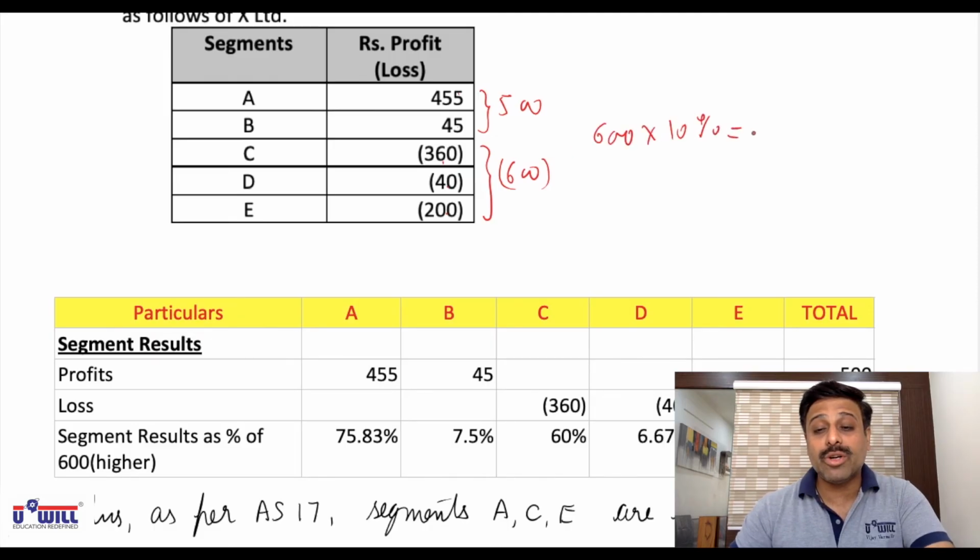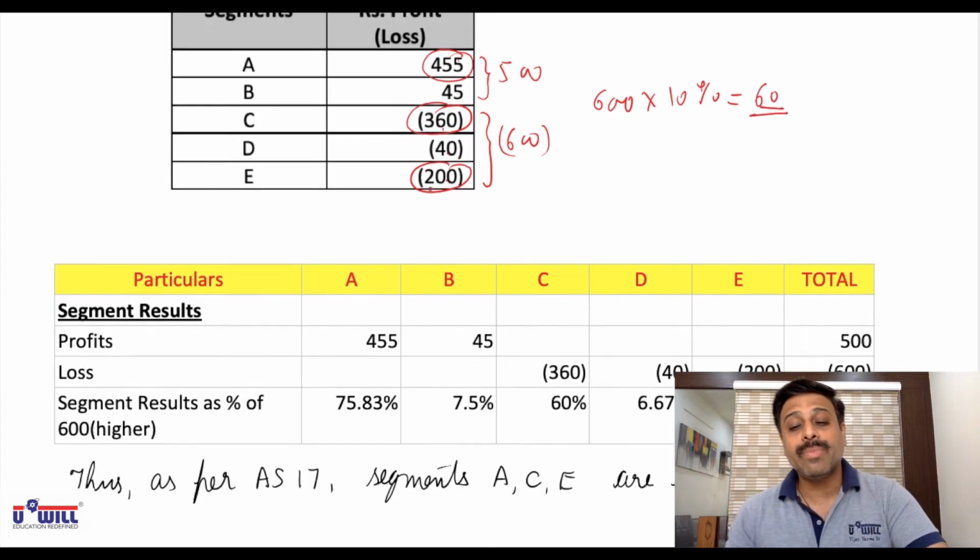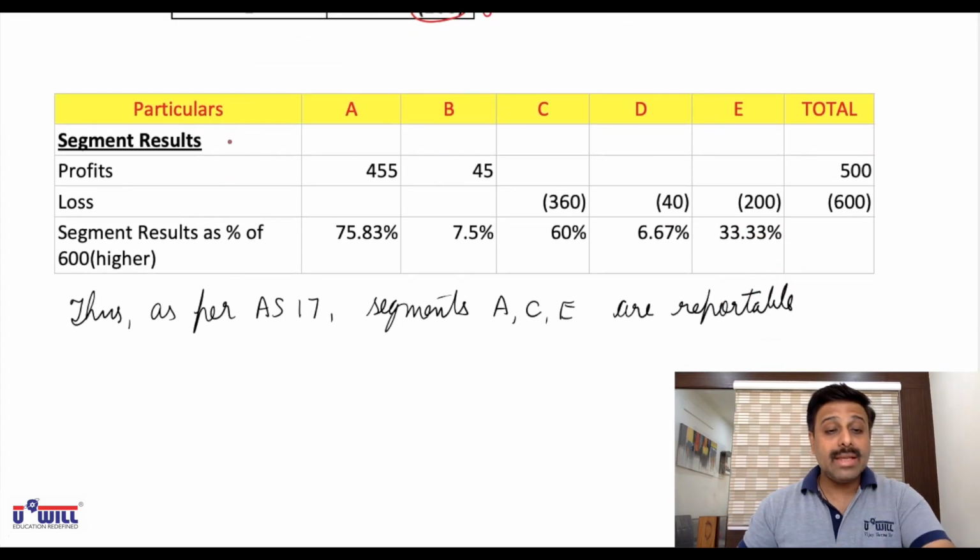From the MCQ exam point of view, there is no need to make the working. 10% is 60. Which amounts are more than 60? 455, 360 and 200. These three are reportable segments. However, check your solutions for the segment results.